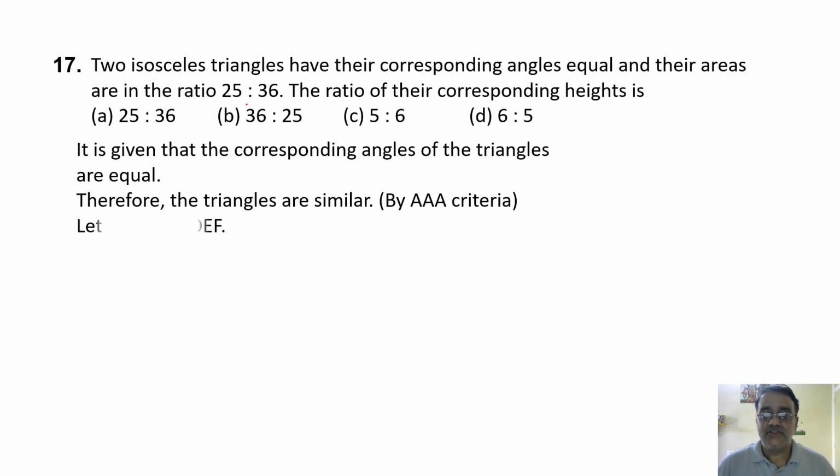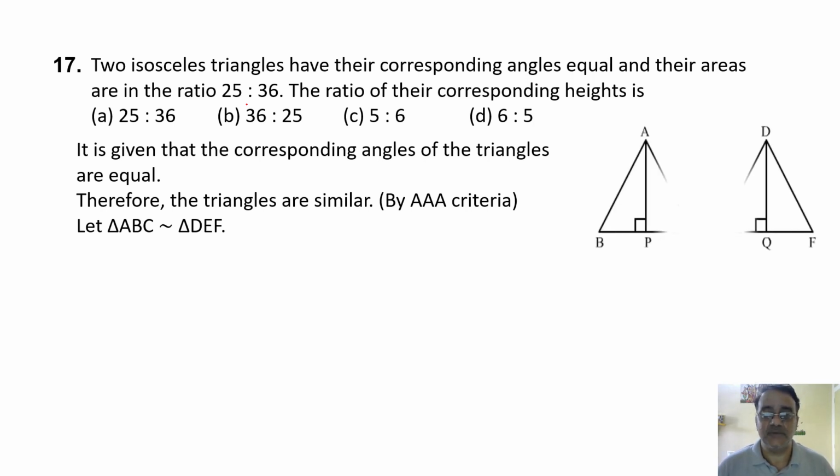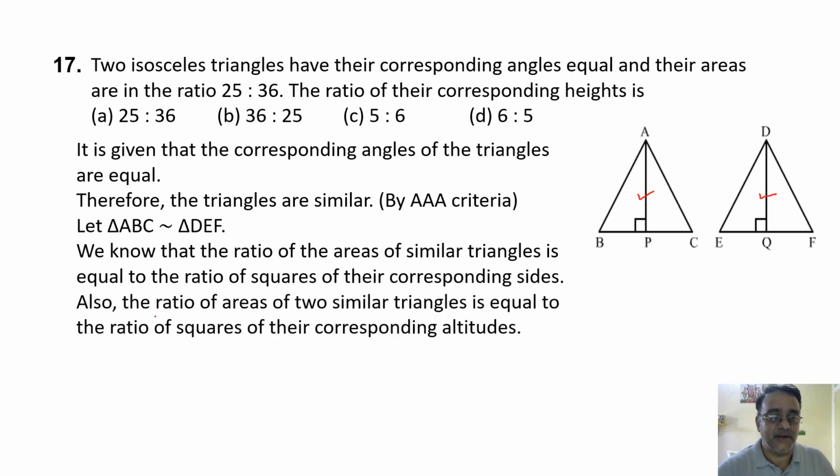Okay. So let triangle ABC be similar to triangle DEF. So we can use that theorem 6.6. This is the rough diagram. ABC and DEF are isosceles triangles and AP and DQ are the altitudes, and we have to find the ratio of these corresponding heights. Heights means altitudes. So we are going to use that theorem: the ratio of the areas of two similar triangles is equal to the ratio of the square of their corresponding altitudes, right? So we can write directly this part. इसको neglect करके ये वाला direct लिख सकते हैं.